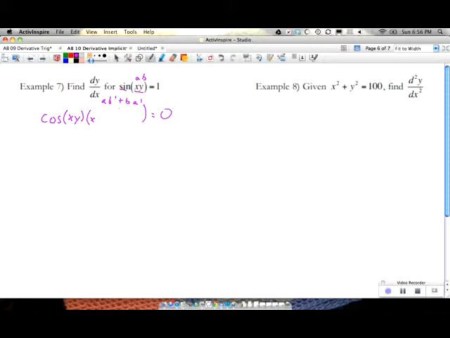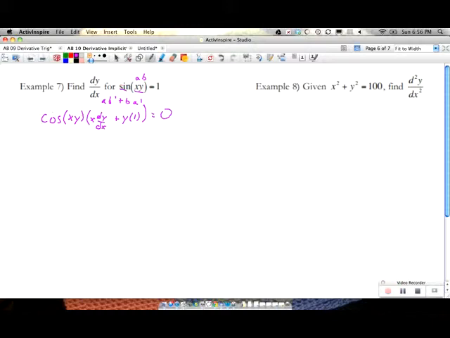Well, a is x, and then b is y, so the b prime, the derivative of y with respect to x, is dy/dx. That's how we write that. Plus b is y, then the derivative of x with respect to x is just 1.